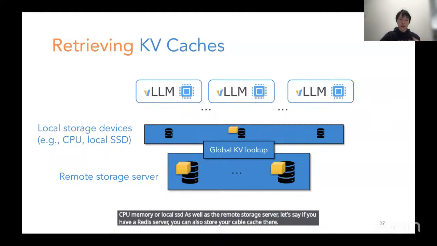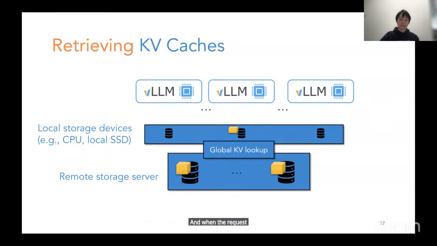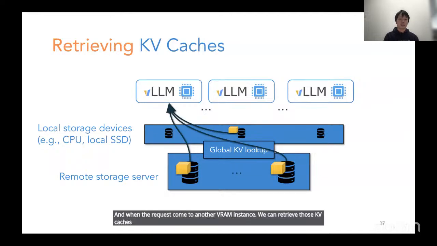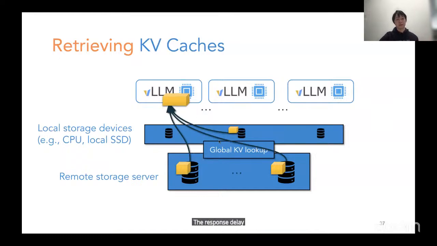And when a request comes to another vLLM instance, we can retrieve those KV caches from the KV cache network, rebuild and inject the KV cache into the vLLM to skip the prefill stage. In that case, we can reduce the response delay as well as reduce the GPU time.